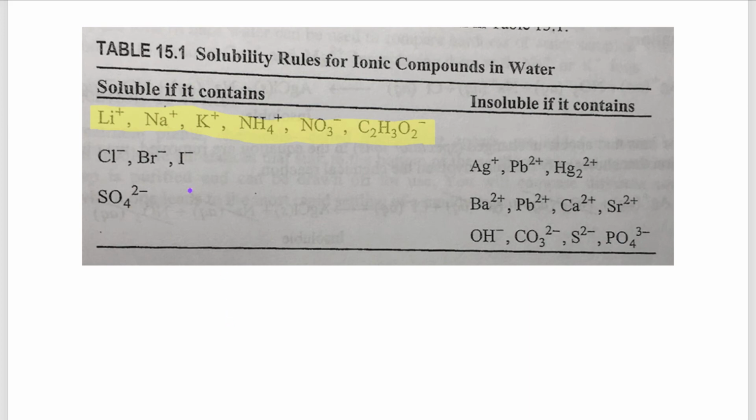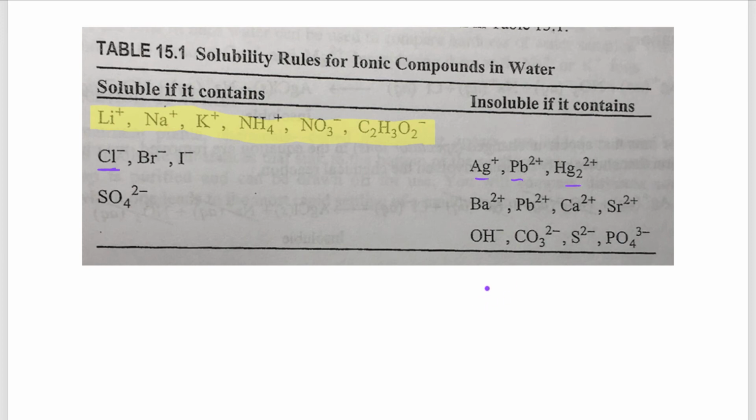Now for these other ones, I will just use chloride as an example. What this line is saying is that these halogens typically are going to be soluble when they're paired up with some kind of cation. But there are 3 exceptions that are going to be insoluble.